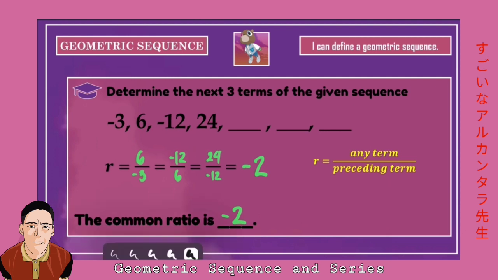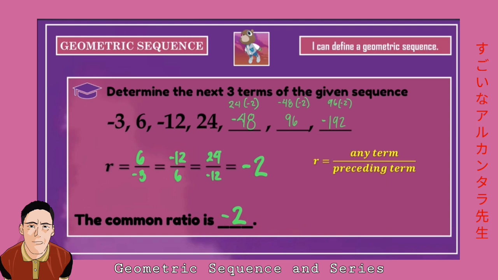So to get the next one, all we have to do here is to multiply. So let's have 24 times negative 2 to get the next one. And then the answer here is equal to negative 48. So if you continue here, negative 48 times negative 2, negative times negative, again, the rule that I mentioned earlier, we're going to have a positive number, and that would be 96. Then 96 times negative 2, this will give us a negative number, which is negative 192.